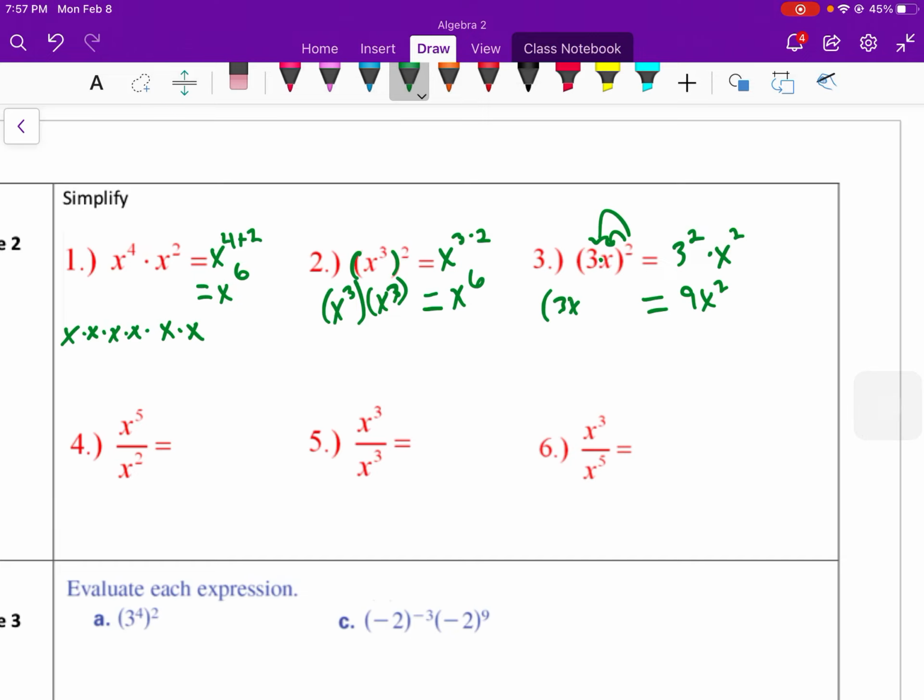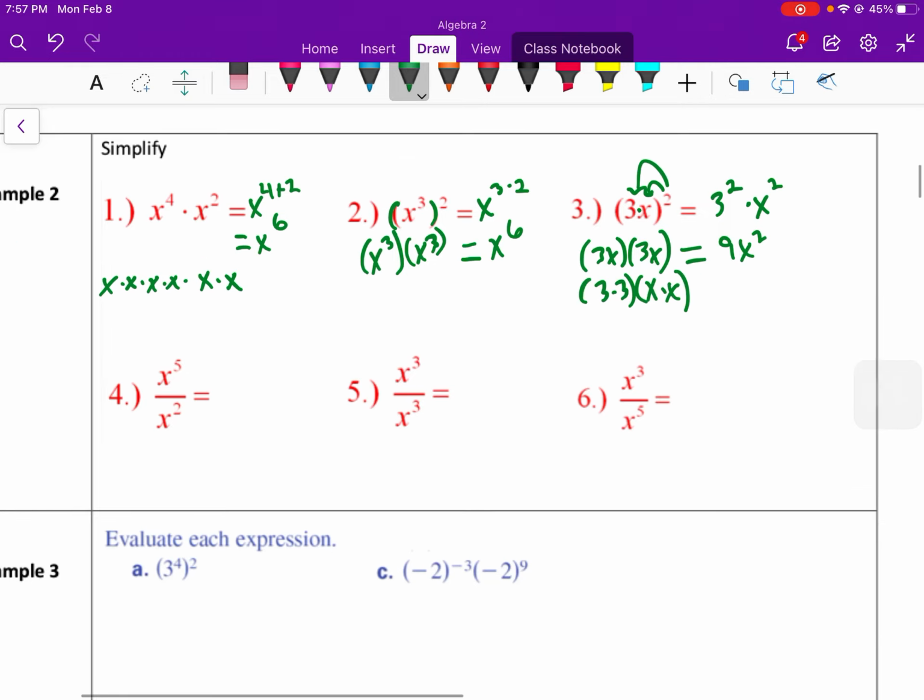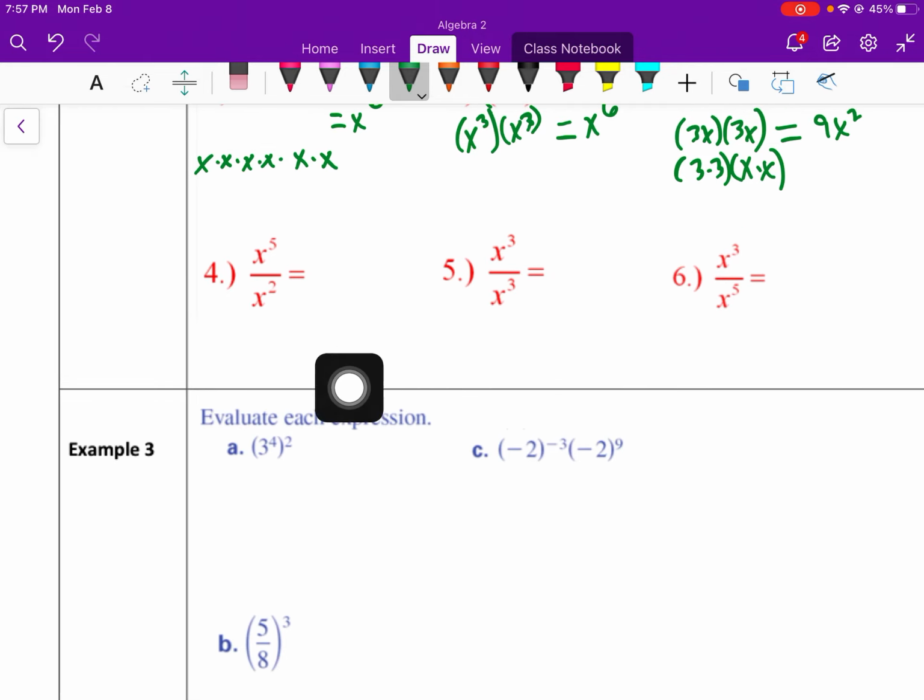And just like the last problem, we can rewrite this as 3x times 3x. Then, because multiplication is commutative, you can reorganize this to be 3 times 3 times x.